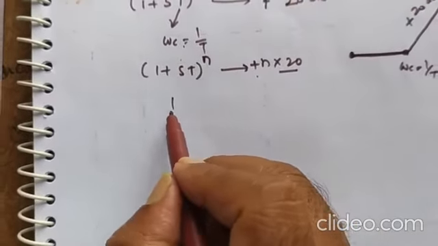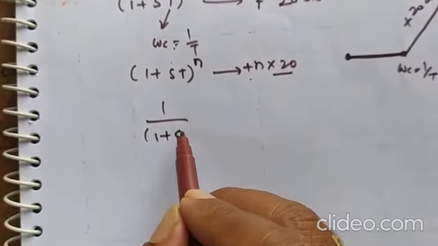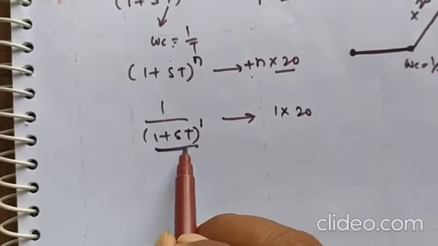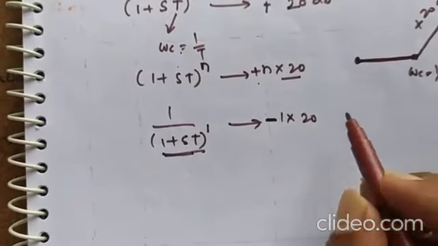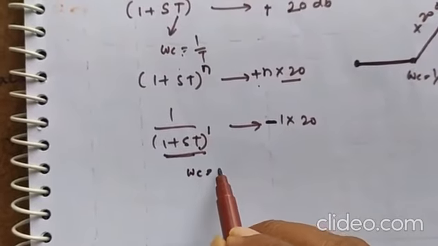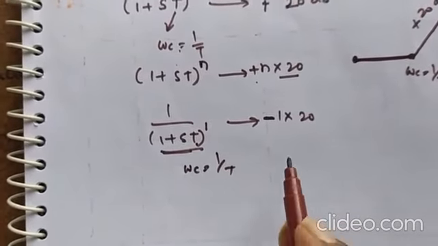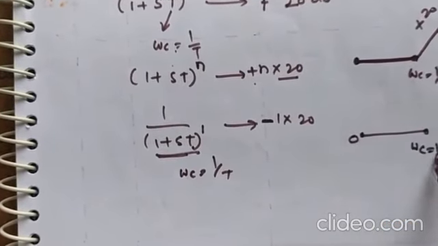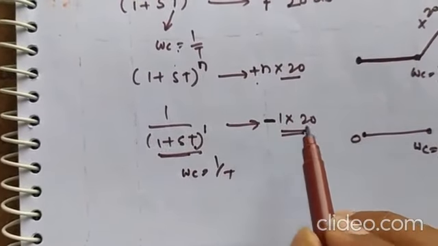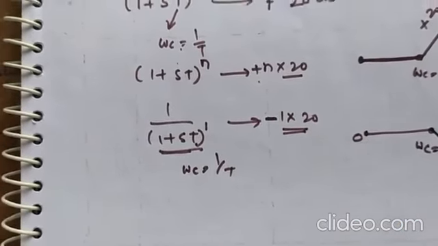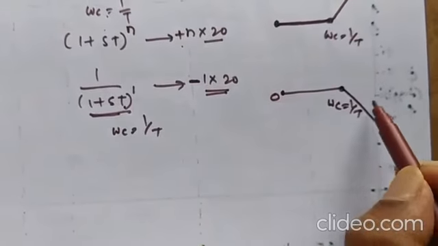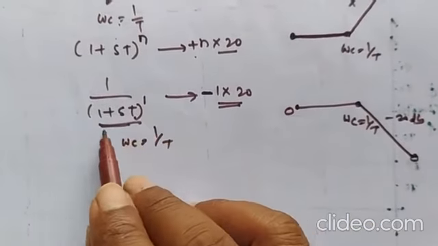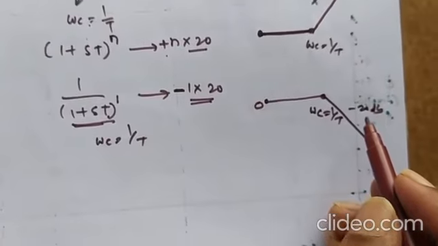In a similar way, for 1 upon 1 plus ST to the power of 1, again it is 1 into 20, but here, in the denominator, you have to take it as minus 20 dB. Again the corner frequency is 1 upon T. From 0 up to the corner frequency it is the same, that is 1 upon T, but due to the negative sign, after it the slope is minus 20 dB. Again if the power is 2, it is minus 40 dB. If the power is 3, it is minus 60 dB, like that.